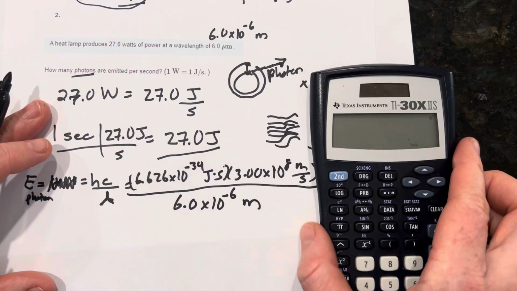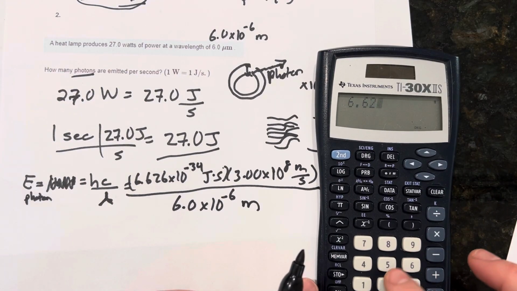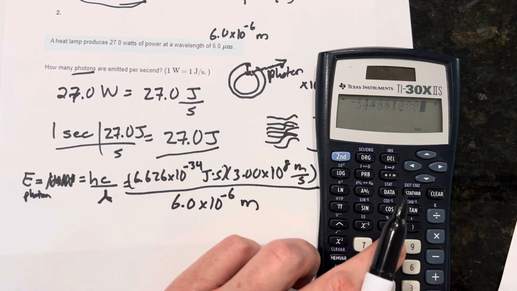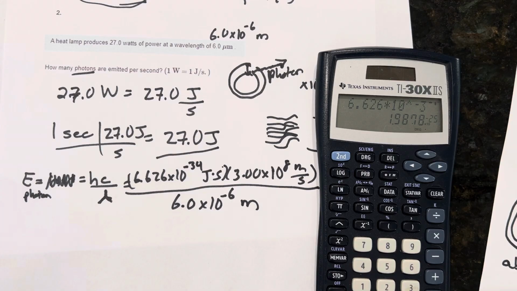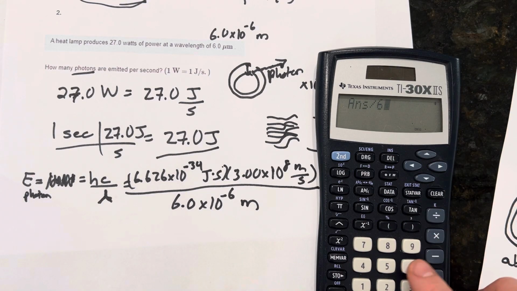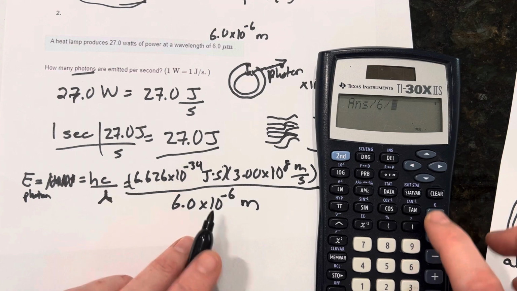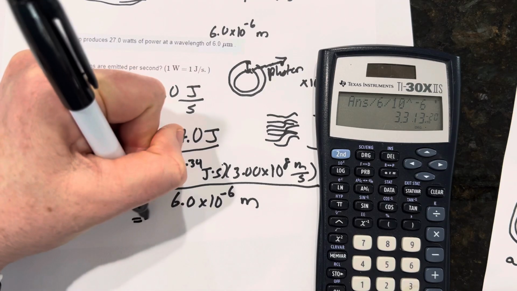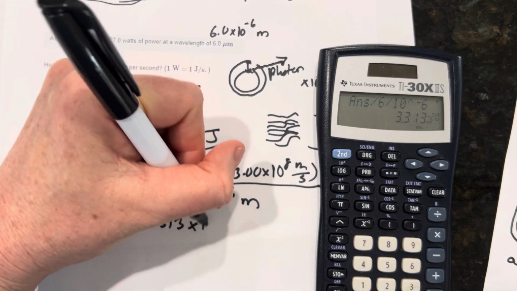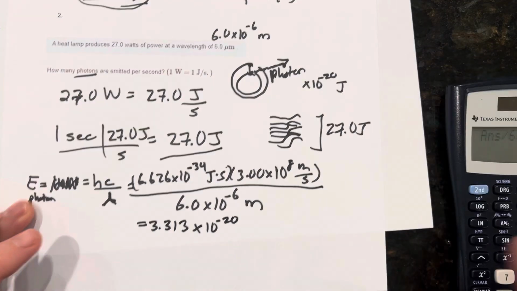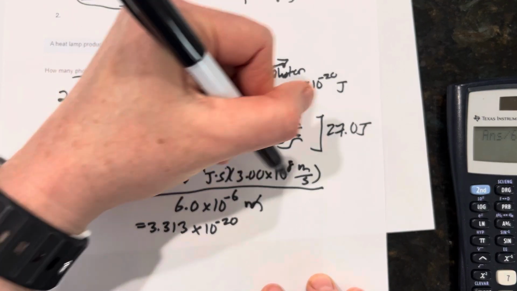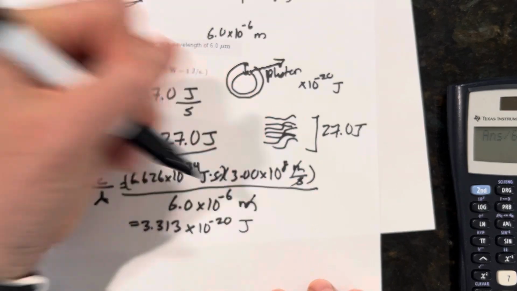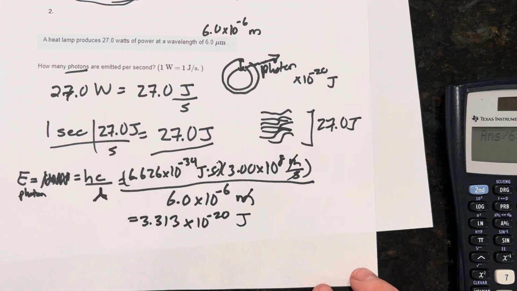To throw that in my calculator, I say 6.626 times 10 to the negative 34 times 3 times 10 to the 8. Then I'm going to divide it by 6.0 and divide it by 10 to the negative 6. This gives me an answer of 3.313 times 10 to the negative 20 joules. If you don't know it's joules, you can go back and look: meters cancel, seconds cancel. The only thing that didn't cancel was joules. So that's how much energy a little tiny one has.